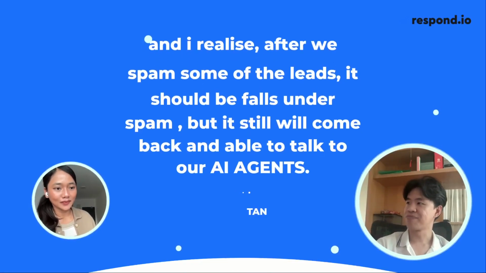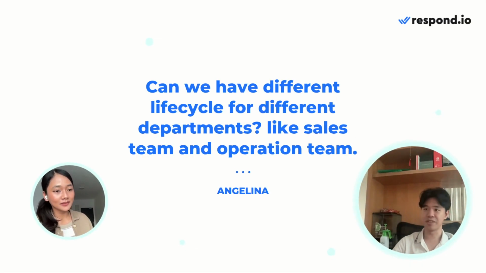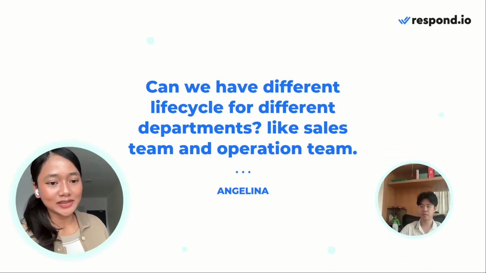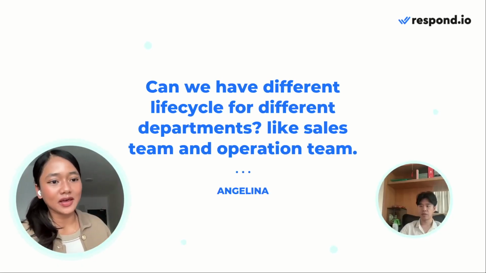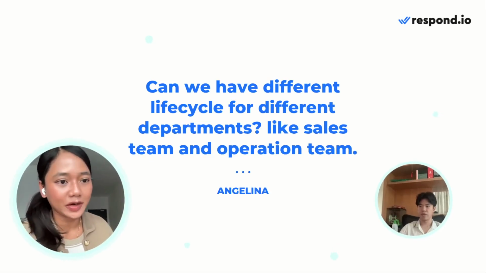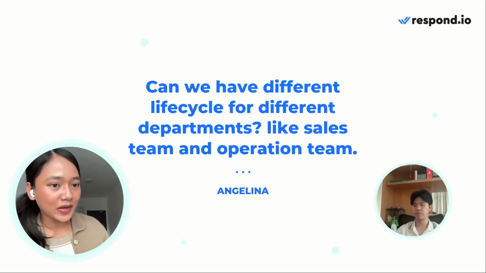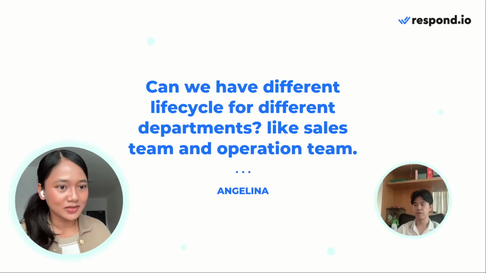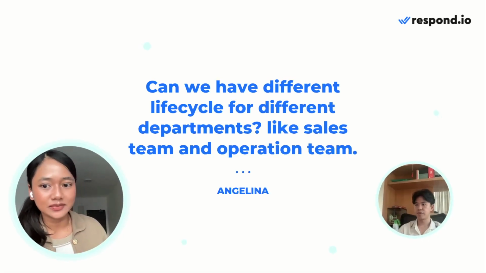Okay, next from Angelina. Can we have different life cycles for different departments, like sales team and operation team? Yes, definitely, because the life cycle is just there for you to select and then set to another department, for example. You can have different life cycle stages for different departments, because you can also have multiple teams in a workspace, and multiple stages in a workspace. So you can assign any of those life cycle stages accordingly to each team.